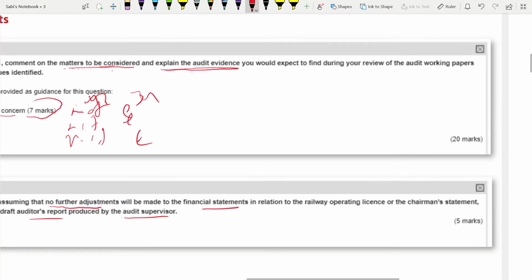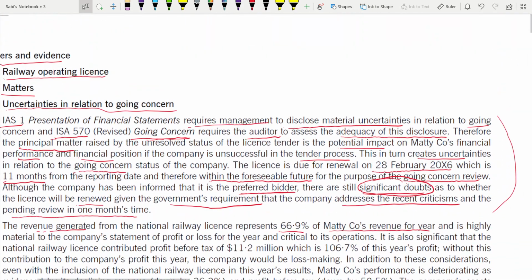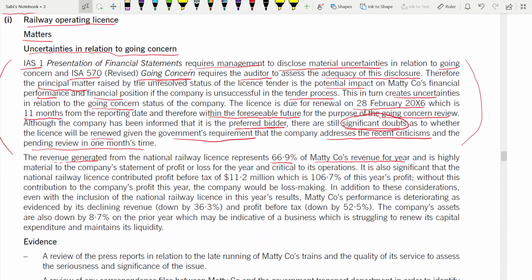It's a huge amount. You see? It represents 66.9%. Make sure that you have these percentages in your answer. And why are you calculating these percentages? To link this to the materiality, to show that it's material. And don't just write material, write highly material. It is highly material to the company's statement of profit or loss, because you recognize revenue here for the year, and also it's very critical to its operation, because without this the company will be loss making.